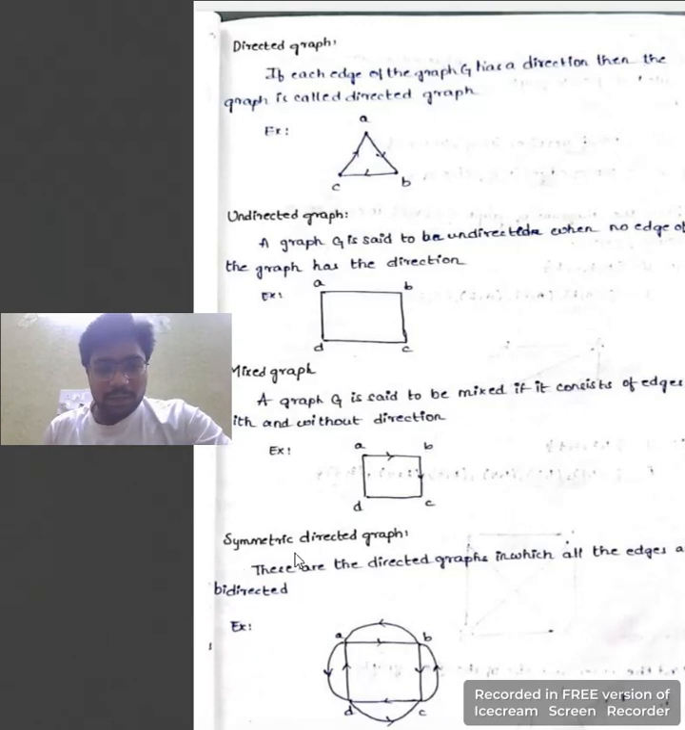When coming to a symmetric directed graph, it is one in which all the edges are bidirected. That means it comes to one node and it leaves to another node. That means it is bidirected. When we consider this example, here from A to B there is an edge going to B, and between B to A there is also an edge.